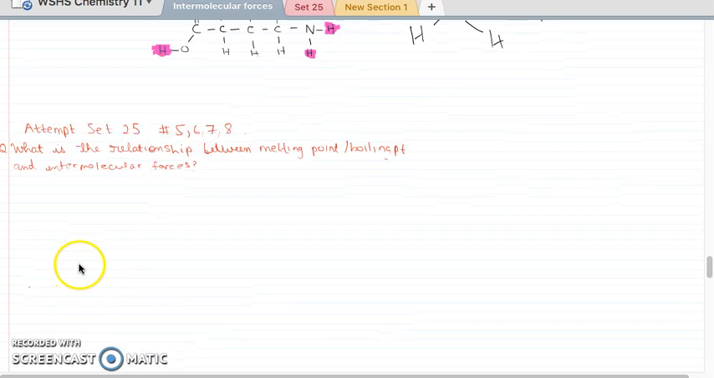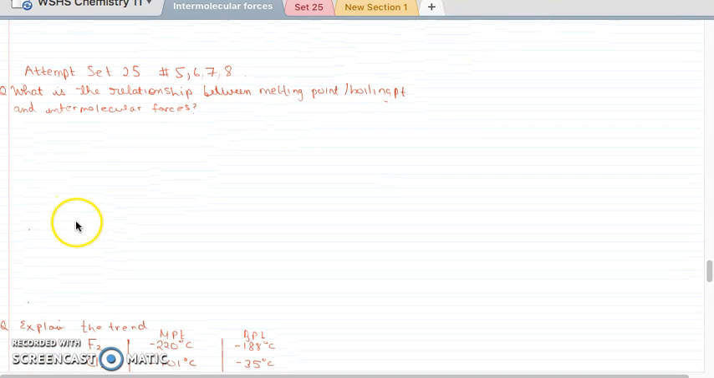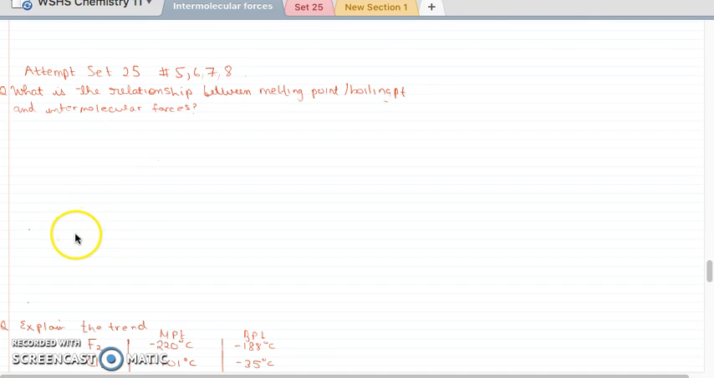Thanks. So now that you have attempted the questions from set 25, I'd like to move on to the next topic, which is discussing the relationship between melting and boiling points and intermolecular forces. How does one influence the other? What does it mean to have strong intermolecular forces? What effects does it have on the boiling point or the melting point? And I'm not only interested in what effect it has, I want to know why that is. So I want a full-fledged answer.